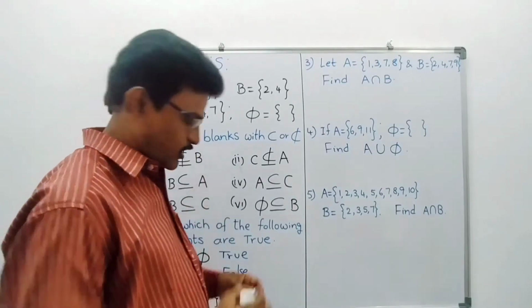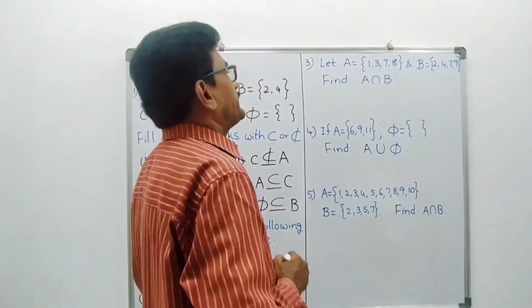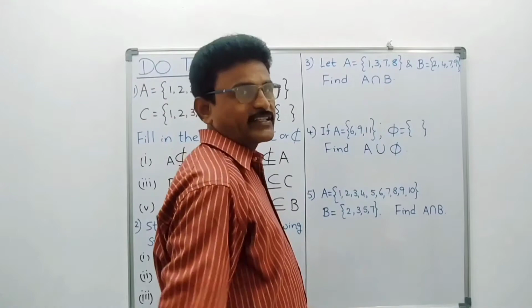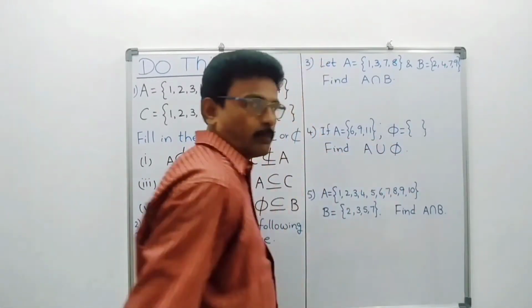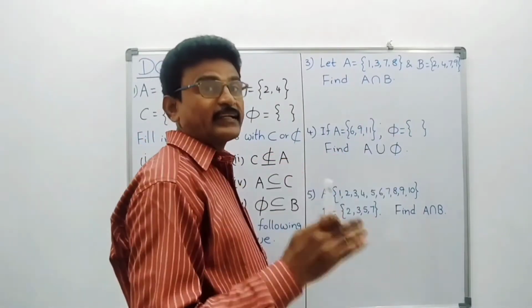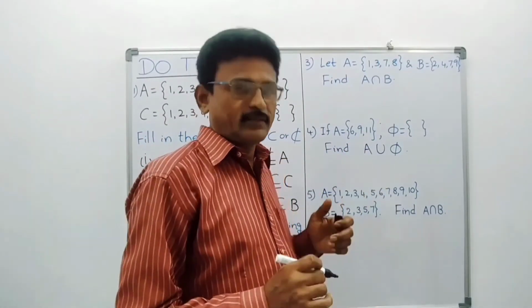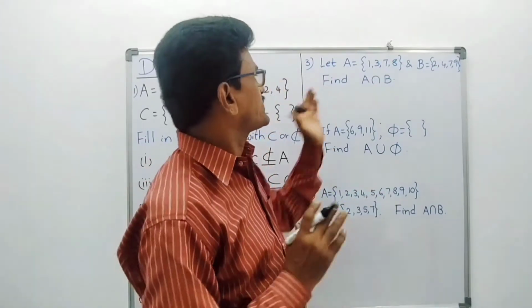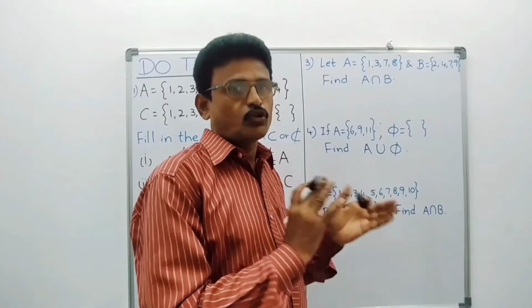Right. Now come to the next problems. Here let A be the set with elements 1, 3, 7, 8, and B the set with elements 2, 4, 7, 9. Now find A intersection B. You know, in the previous video I explained what intersection is. Intersection means the common elements in two sets.